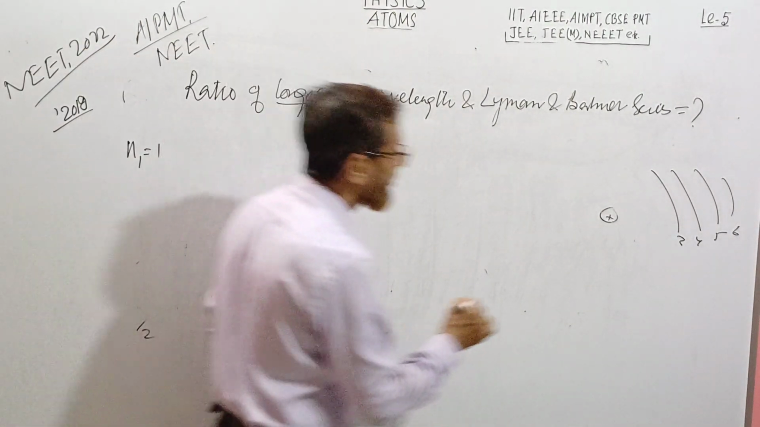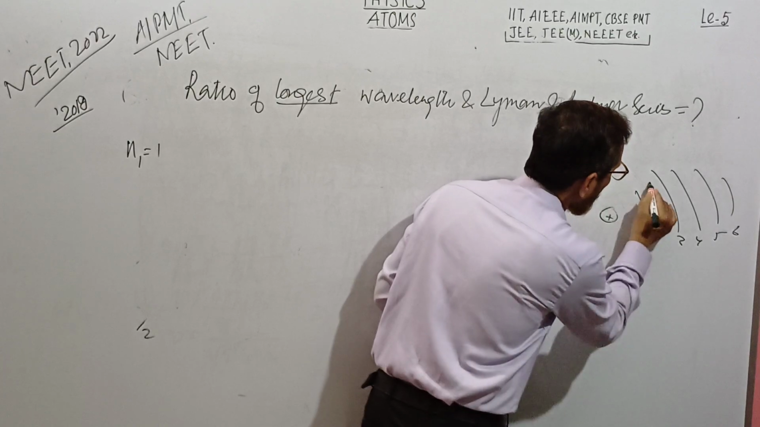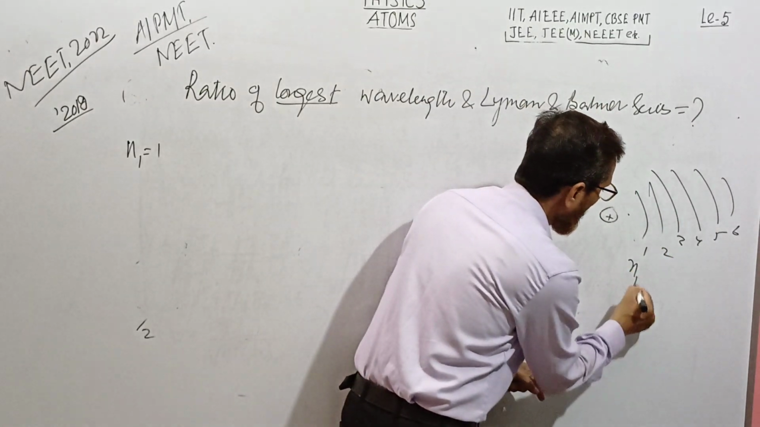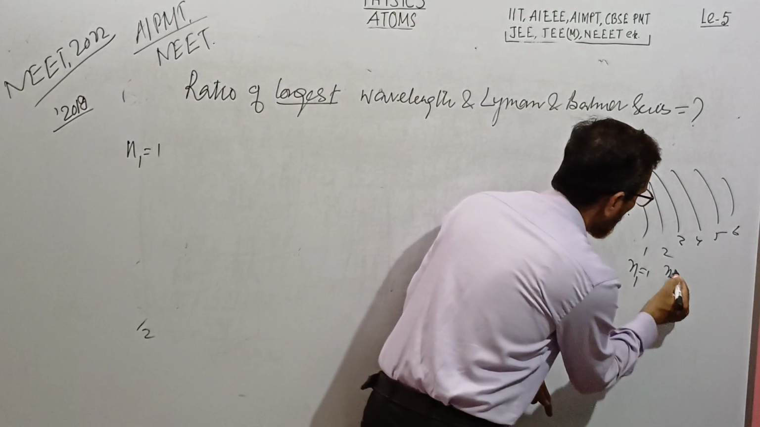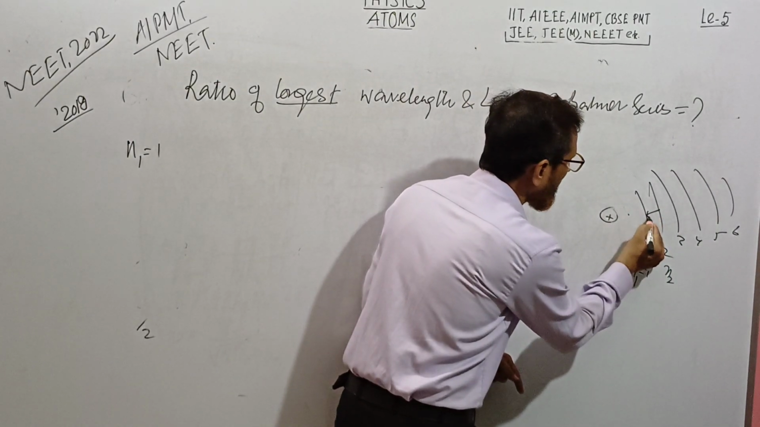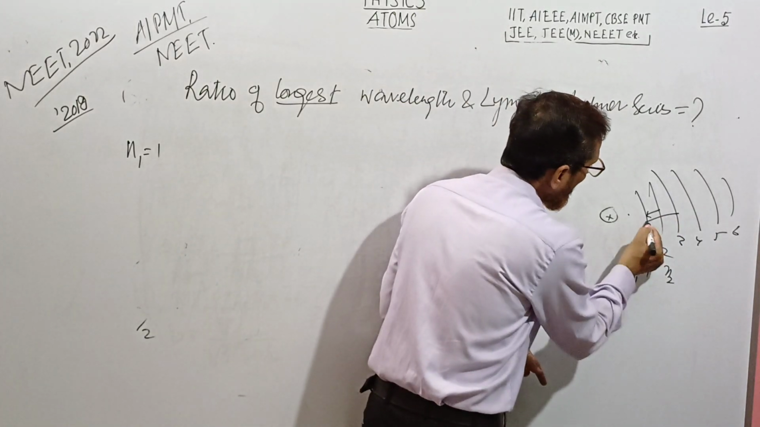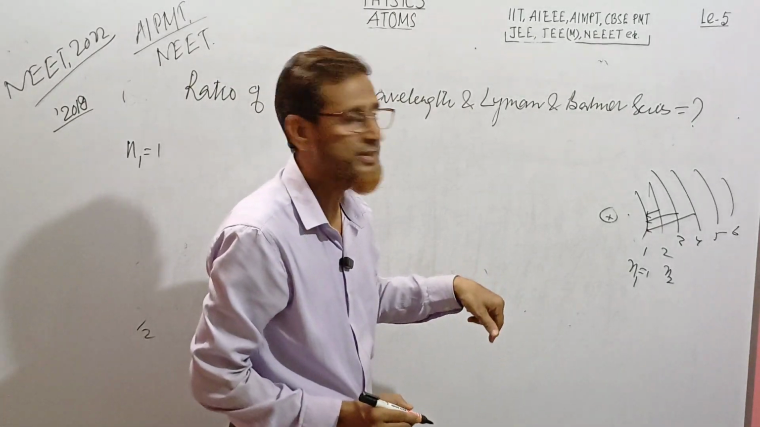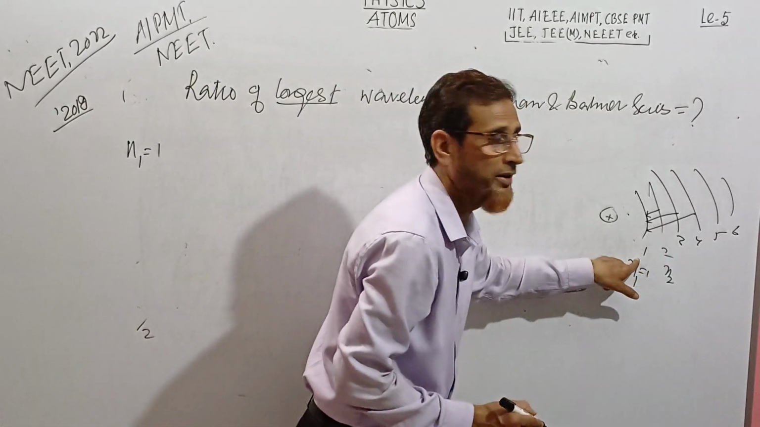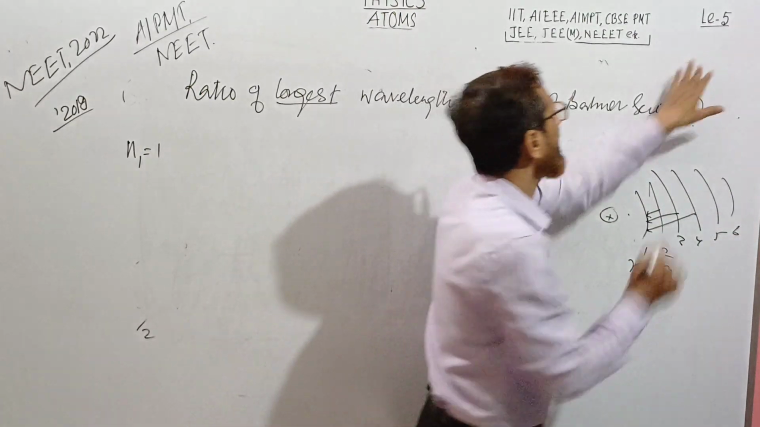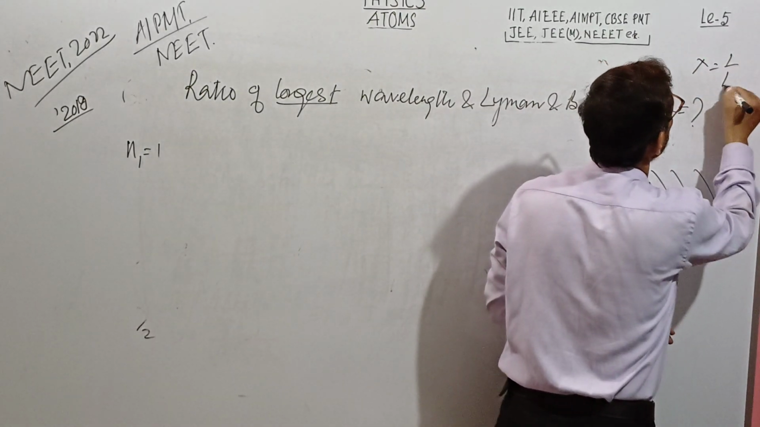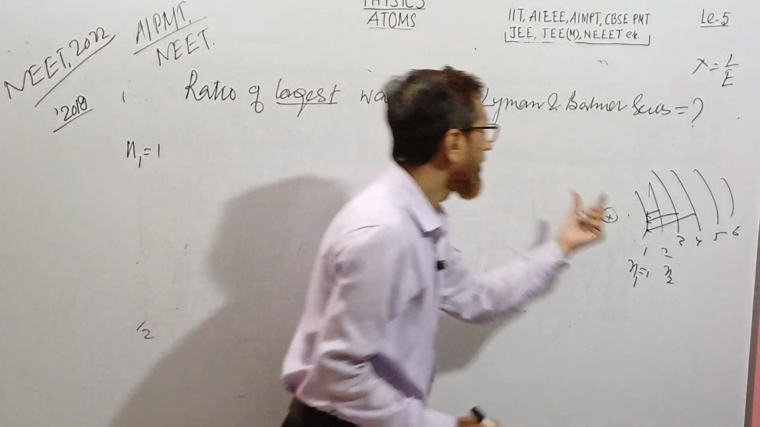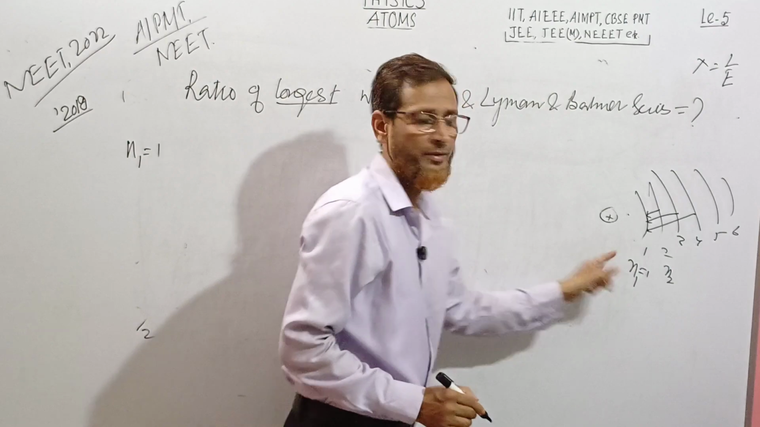Longest wavelength means if n1 is equal to 1 and n2, if it comes from this, it is Lyman. It is also Lyman. It is also Lyman. But which energy is the least energy? Least energy is equal to 2 to 1. Other energy is higher because energy is inversely proportional to lambda. We need to calculate the longest, means the least energy is from 2 to 1.